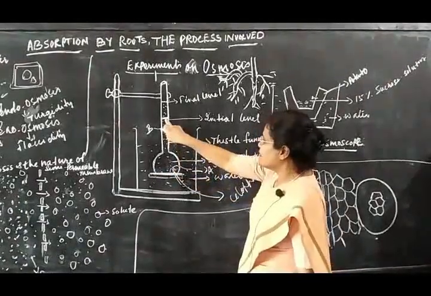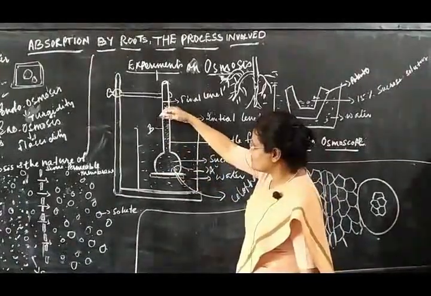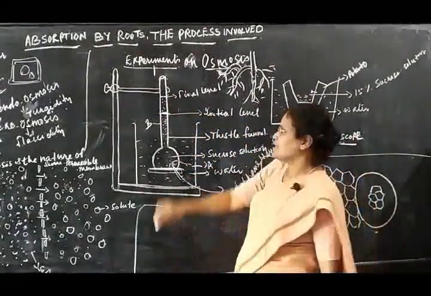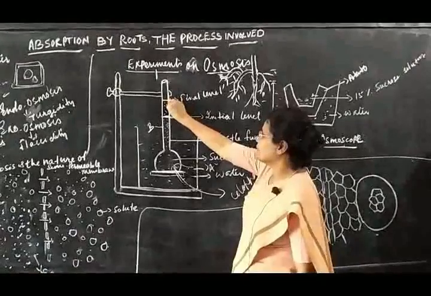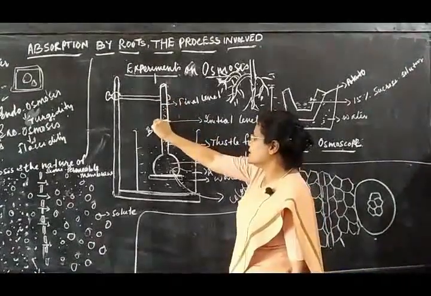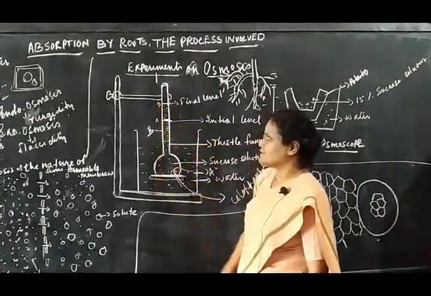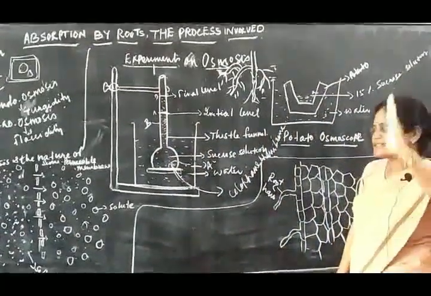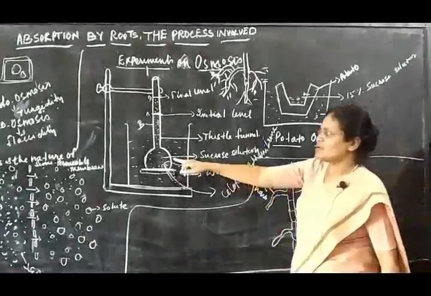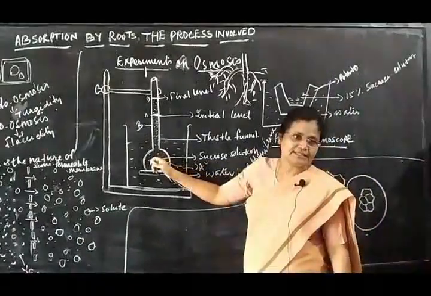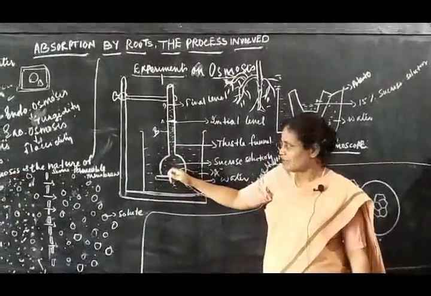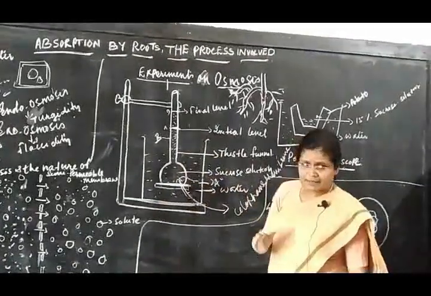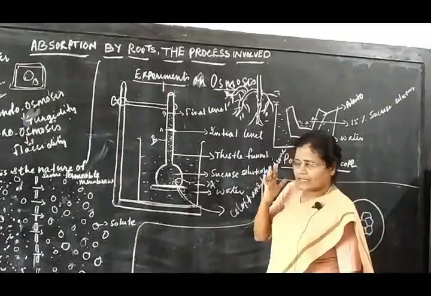Initially the level of sucrose solution was up to here, but after 1 or 2 hours the level has gone up to here. From this region the level of sucrose solution has risen because endo-osmosis has taken place in the thistle funnel. I am sure you got it now. This is called osmoscope. I repeat the experiment to make you clear.